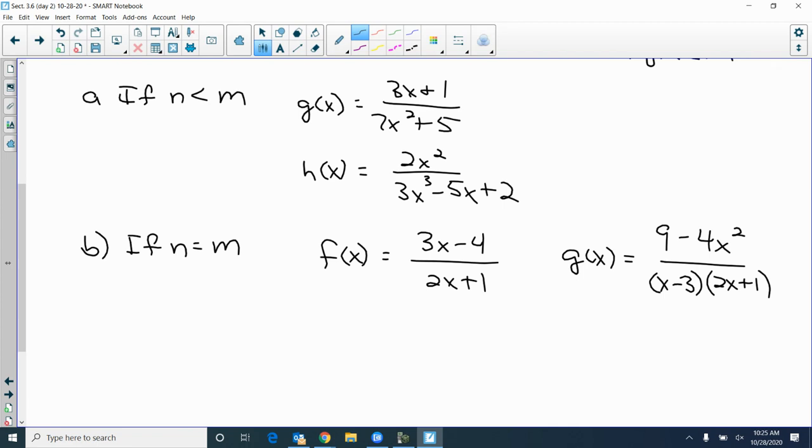All right, so for that one there, 3x minus 4 over 2x minus 1, what would be the horizontal asymptote? Or what do you think it would be based upon that information?